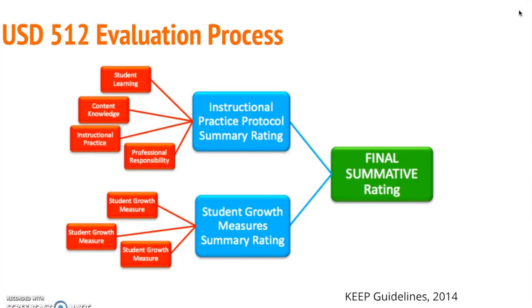The final summative rating is made up of two components: your instructional practice protocol summary rating and your student growth measures summary rating. When looking at student growth measures, you can use things like student work samples, state assessments, commercially purchased assessments, and locally developed assessments. And looking at the instructional practice protocol summary rating, student learning can be shown by differentiated lesson plans, student work samples, and attendance.